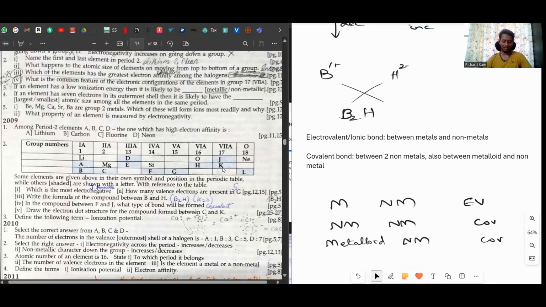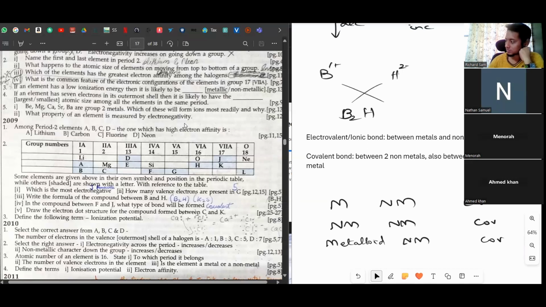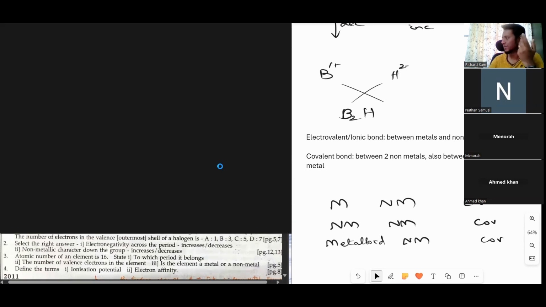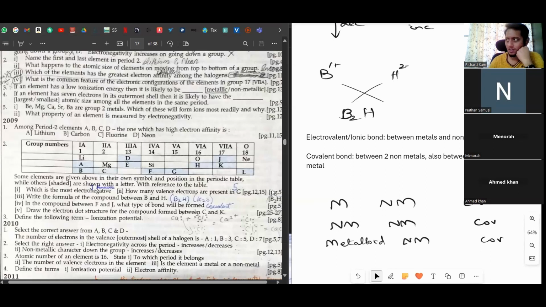Next, identify the element with the highest ionization potential. No, highest ionization potential. Helium. K is in the middle. What is ionization potential? You should first think of the definition. It is the energy required to remove an electron. So which will require the most energy to remove an electron?